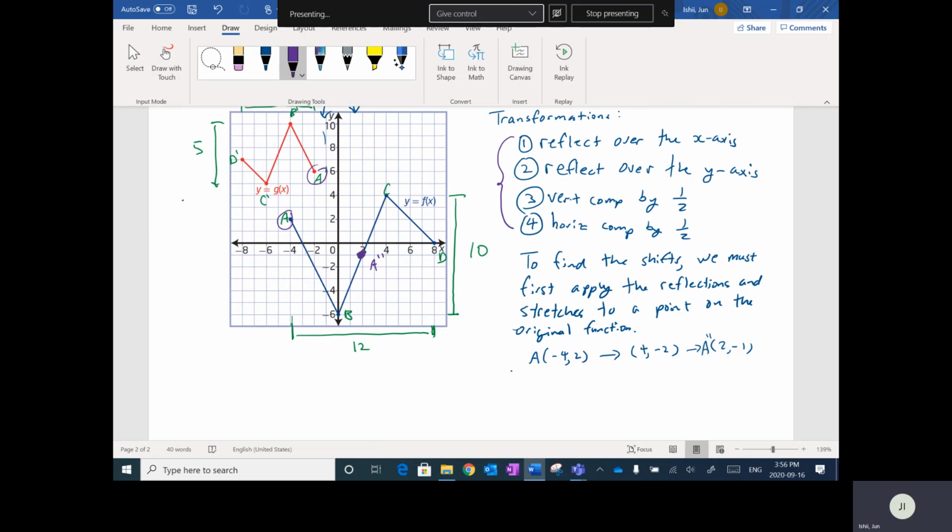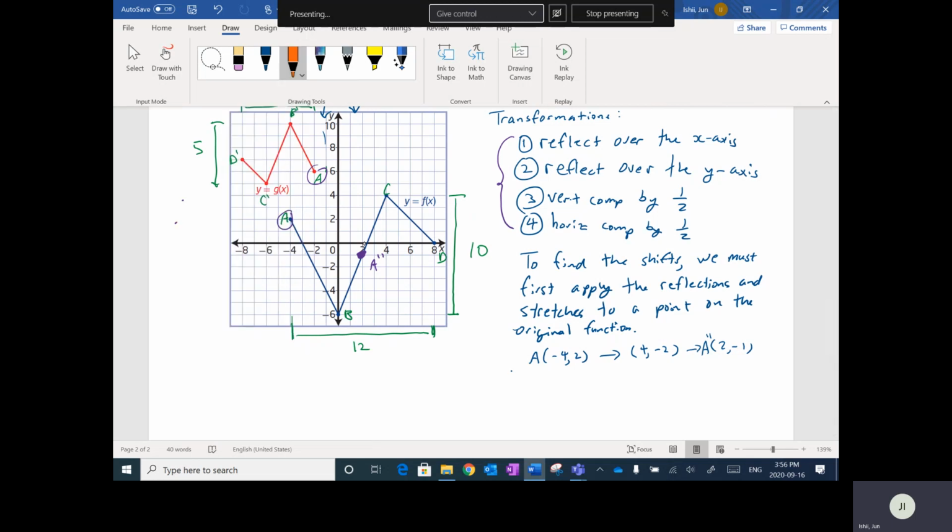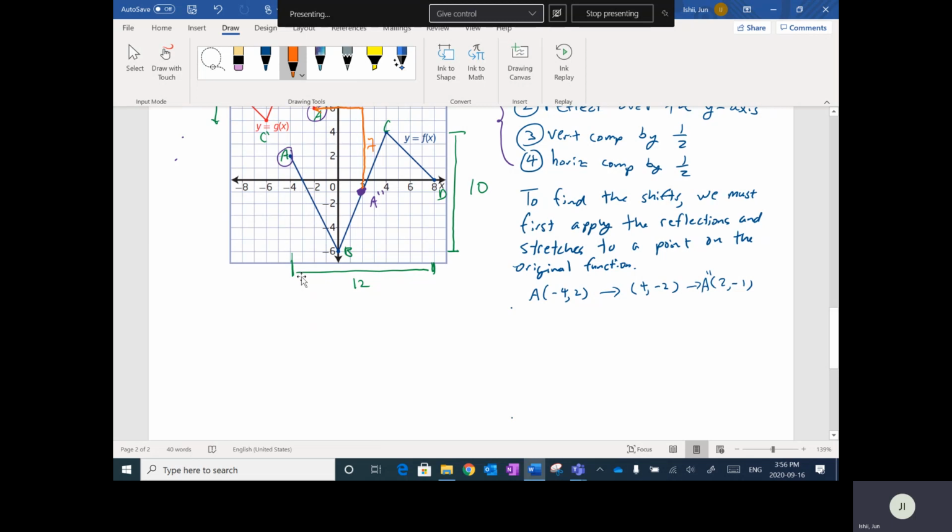So we're going to count the shifts from A double prime to get to the new point A prime. I'm running out of colors, so let's go orange. From here I need to go up this distance and then left this distance to get to the final point for A prime. So that is up 7 and left 4. To get from A double prime to A prime, we need to go up 7 and left 4.